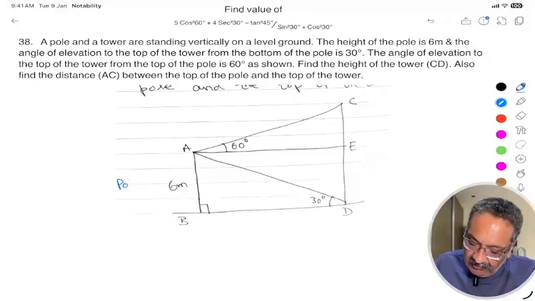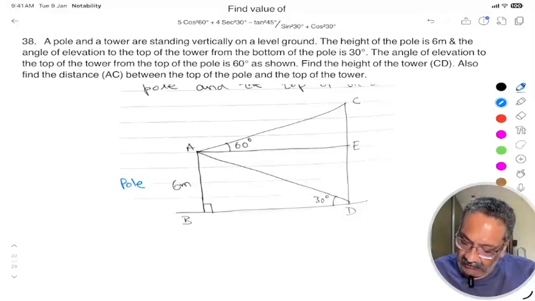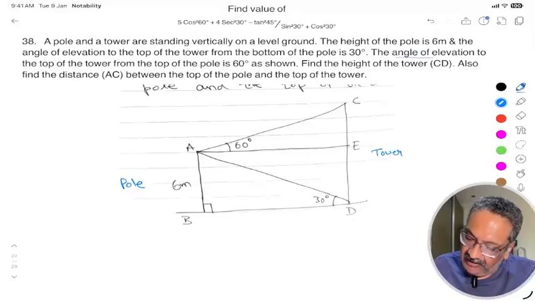So AB, this is the pole, which is 6 meters, and the angle of elevation to the top of the tower, so the top of the tower will be C, from the bottom of the pole is 30 degrees. Okay, there is some mismatch here. The angle of elevation to the top of the tower, this becomes the tower. Now the second sentence is fine. The angle of elevation to the top of the tower from the top of the pole is 60 degrees. So this matches. This is 60 degrees, as shown.